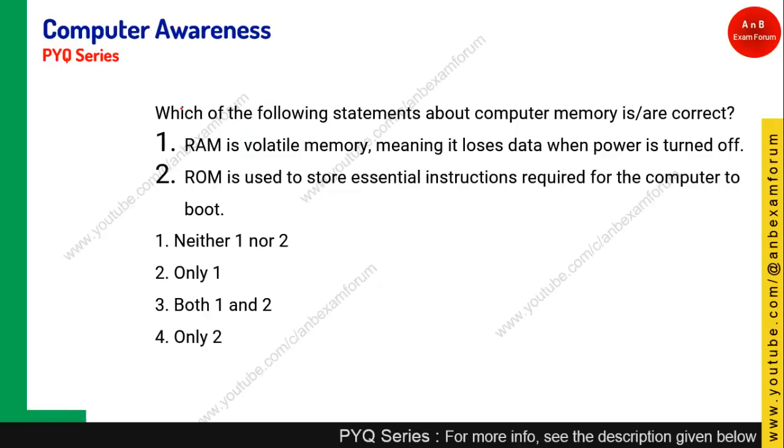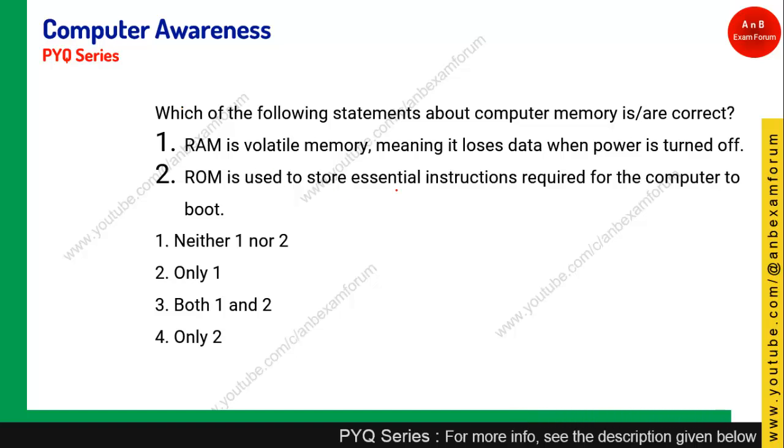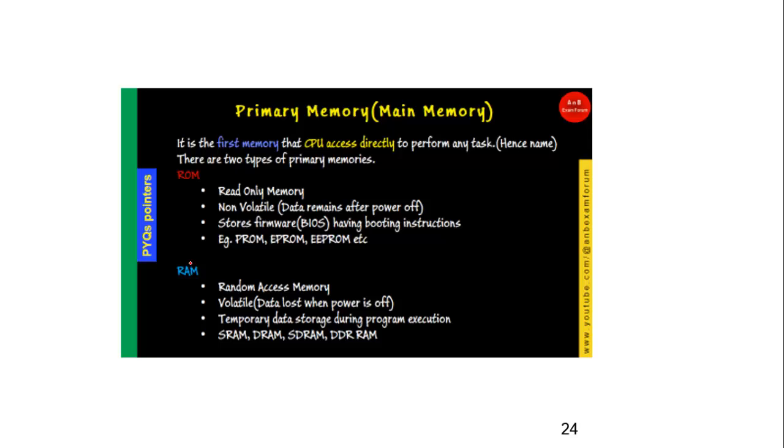Coming to the next question, which of the following statements about computer memory is or are incorrect? RAM is volatile memory, meaning it loses data when power is off. ROM is used to store essential instructions for the computer to boot. So if you see, both the statements are right. So option 3 is the right answer. So option 3, those who have given, they are right. It is a very simple one. And as I told you earlier also, in this chapter we have considered all the memory, what is the difference, what are the common previous year pointers that are asked in exam, we have put in this particular chapter.